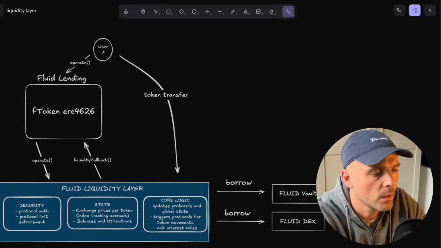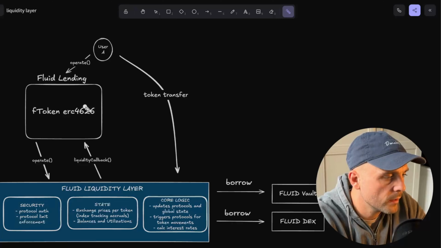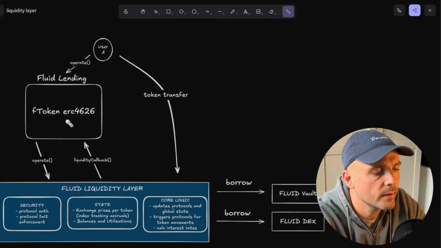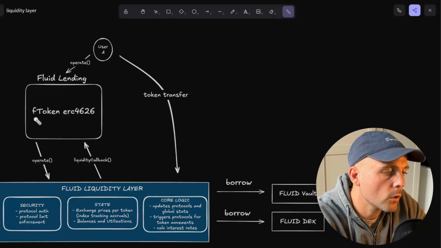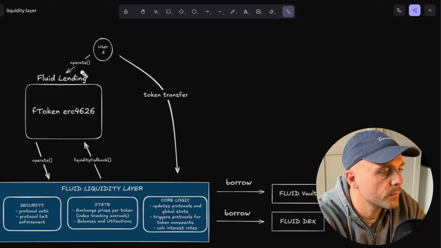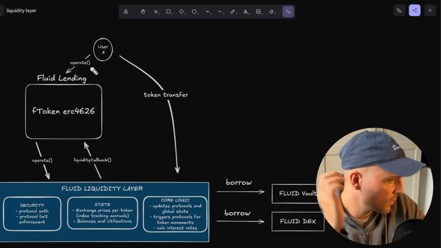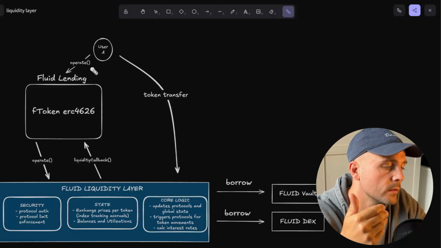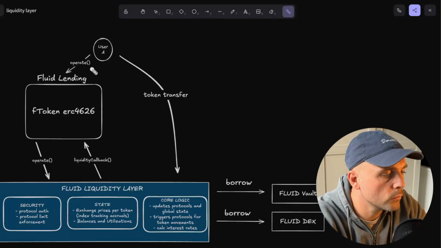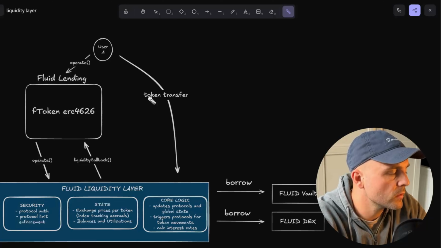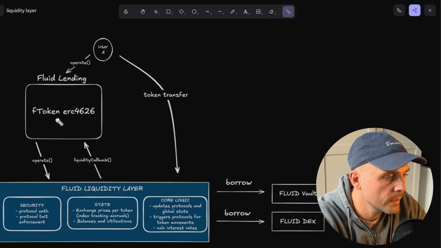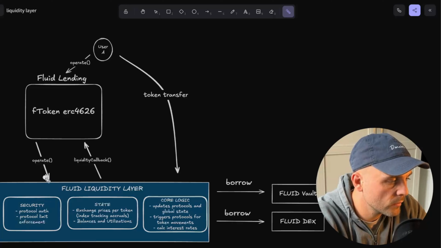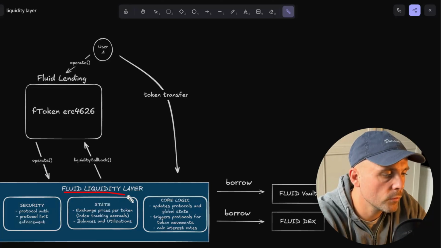So under the hood, the way Fluid Lending works is that it's implemented as an ERC-4626 yield-bearing token called fToken, which exposes the single operate method that acts as an entry point for the user to make deposits and withdrawals. So when the user deposits, he receives his fair share of the fTokens, and that deposit gets routed via the operate method into the Fluid liquidity layer.